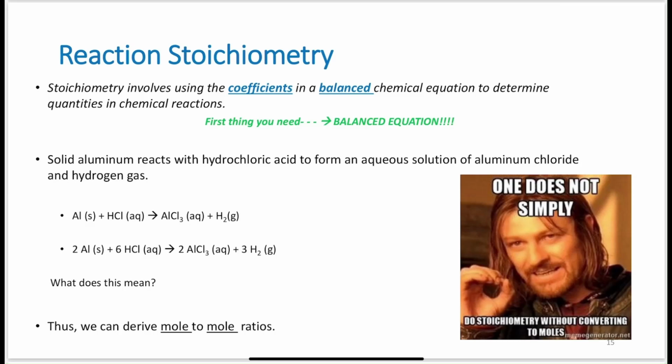Basically, we can say we're going to react this much reactant, how much product can we make? Or I really need this much product in the end, how much reactant do I need to be able to make this much product? And it's just kind of going back and forth and comparing those pieces.